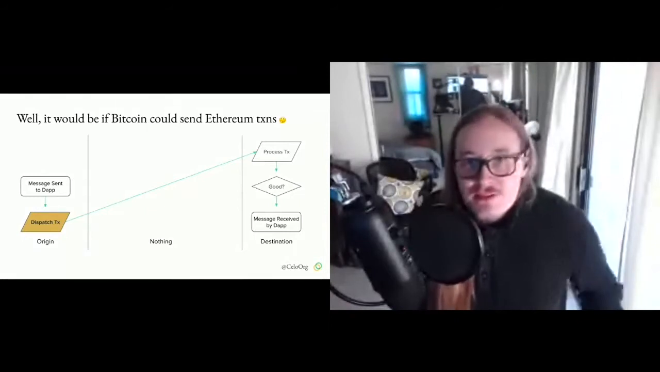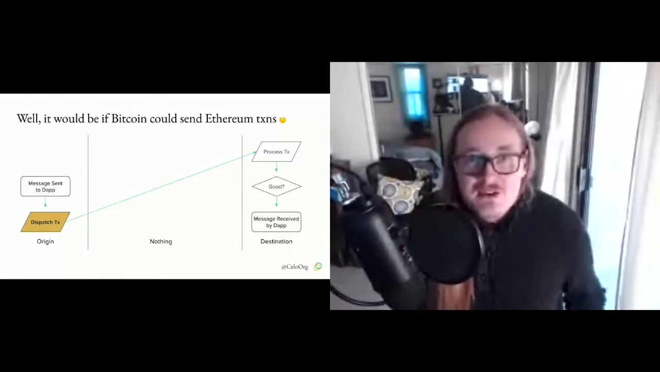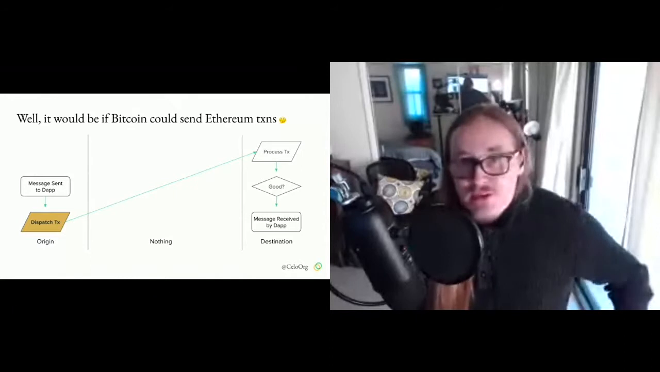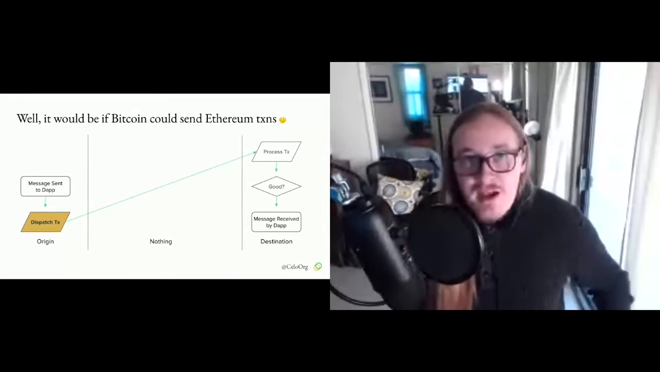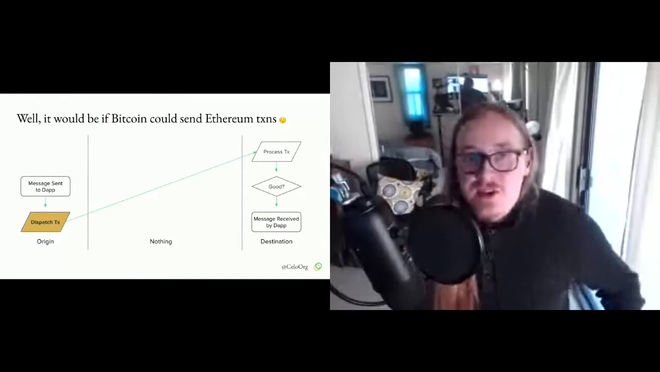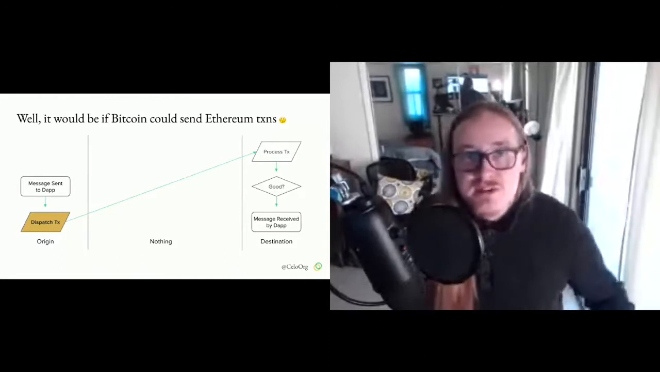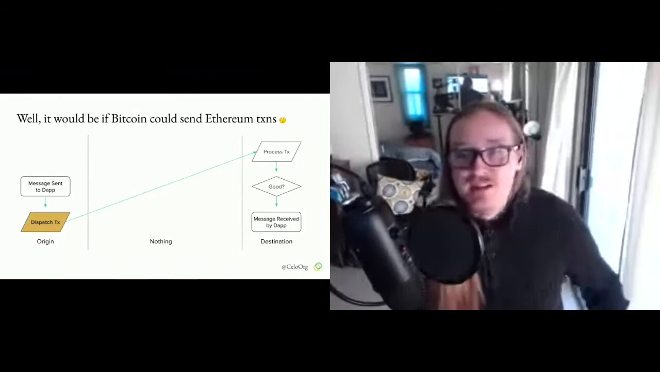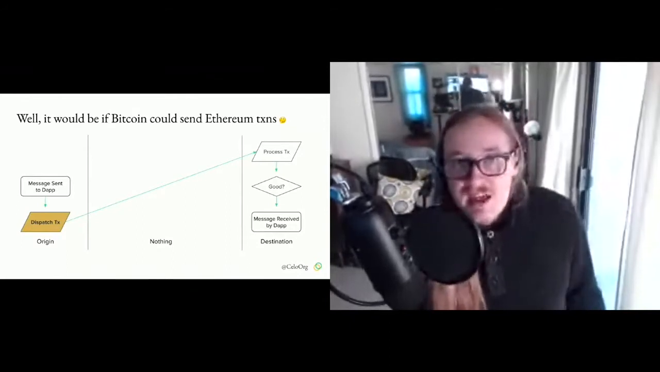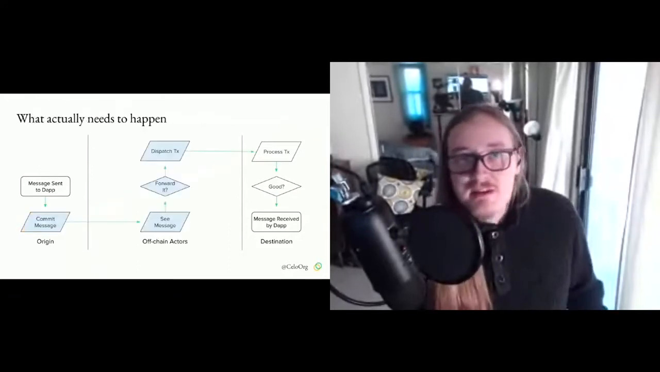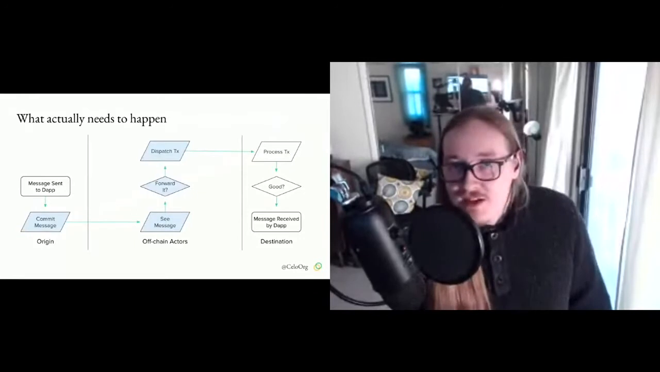And so we insert these new off-chain actors. Bitcoin is going to commit to some message that needs to be sent. It may not know where that message is going. It just knows that it has produced a message and committed it to the chain. Some off-chain actor is going to see that, decide whether or not they want to forward it, and if they do, dispatch an Ethereum transaction.